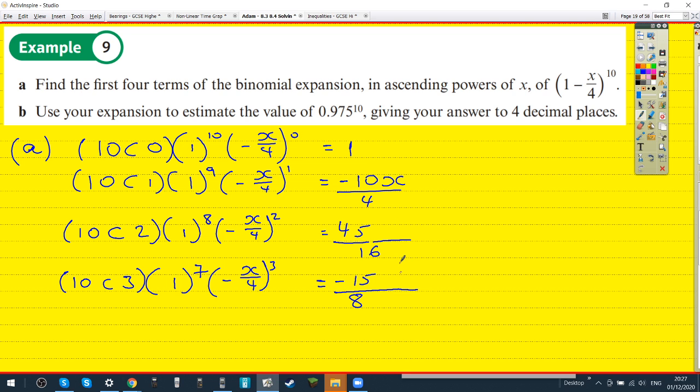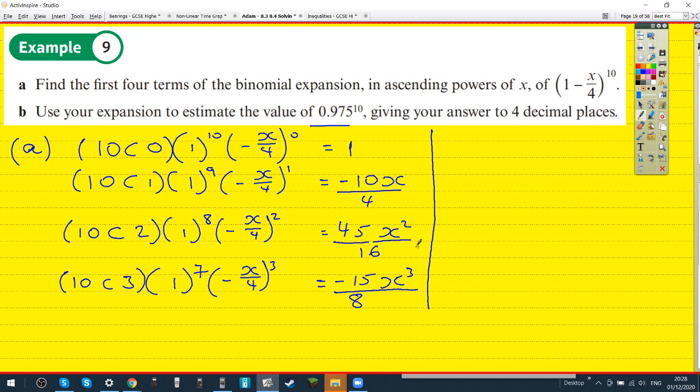And what are the powers of x for these? The second one is that. Oh, sorry, it's x. The third one's x squared. The fourth one's x cubed. Well done. Okay. Use your expansion to estimate the value of 0.975 to the power of 10. Any idea how you do that?